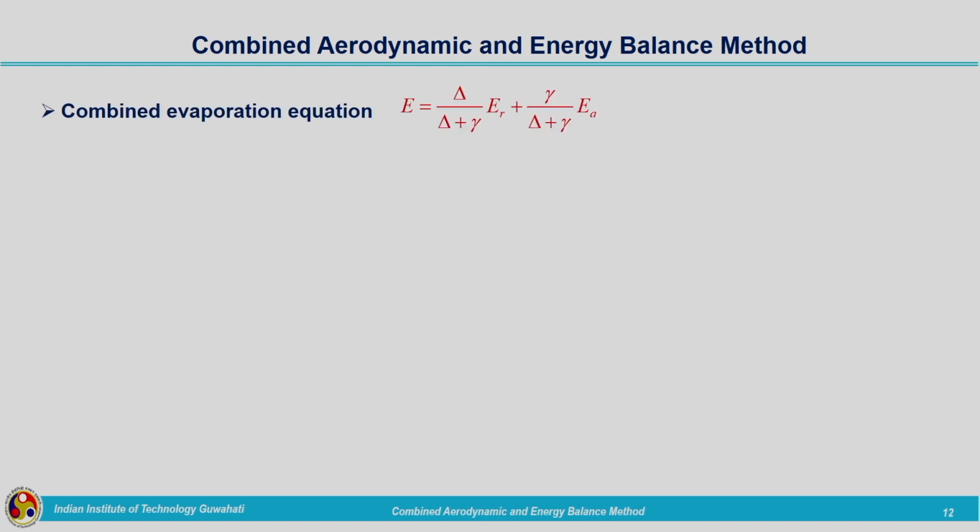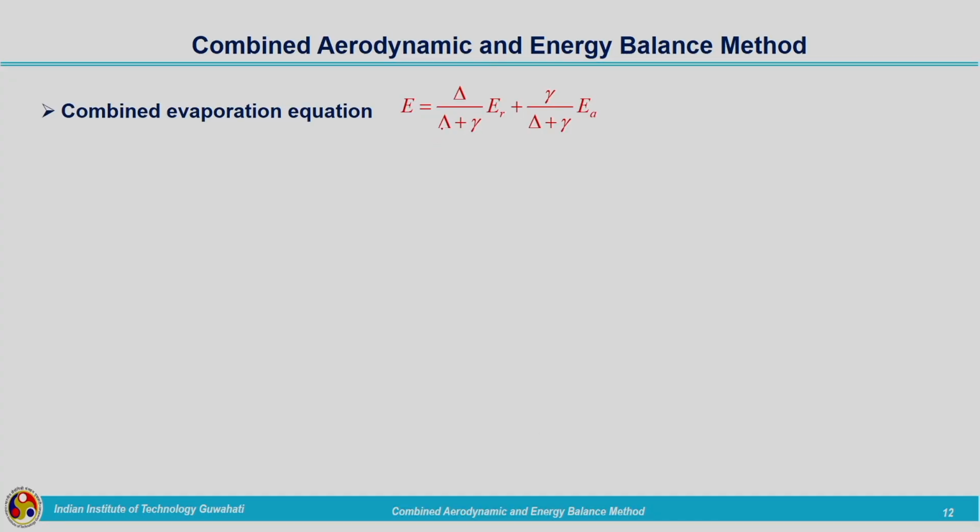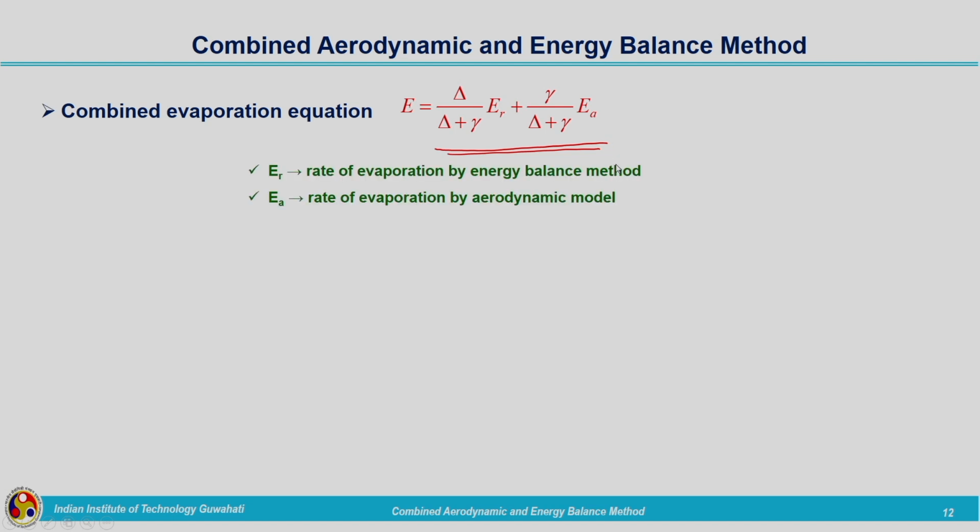Now, the combined evaporation equation is given by E is equal to a combination of evaporation due to net radiation and evaporation due to the aerodynamic method. Evaporation due to net radiation incorporates the heat energy, and the aerodynamic method incorporates wind velocity and also specific humidity. So that is given by the equation E is equal to delta divided by delta plus gamma ER plus gamma divided by delta plus gamma EA. ER represents the evaporation due to net radiation and EA is the evaporation due to the aerodynamic method.